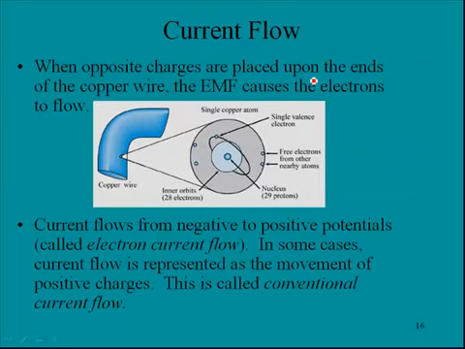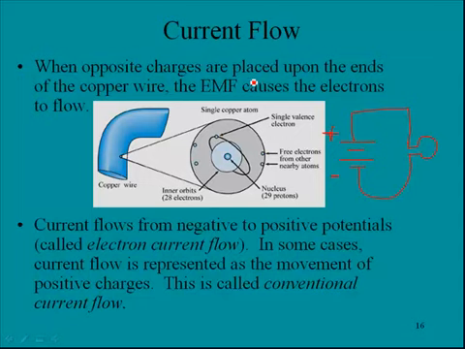When opposite charges are placed upon the ends of the copper wire, the EMF causes the electrons to flow. So here we have a piece of copper wire, and I guess maybe I'll draw a little picture here. Here we have a power supply. This will be the positive side. This will be the negative side. And we'll have, let's put something here. We'll put on the light bulb here.